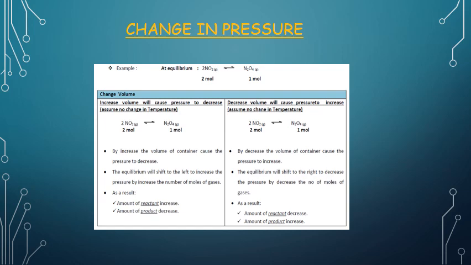So, the next situation is when you decrease the volume. When you decrease the volume of the container, you will cause the pressure to increase. Because of the decrease in volume, our system will try to reduce the pressure back. So how do we reduce the pressure back? It must move towards the lower number of moles. The equilibrium will shift to the right to decrease the pressure by decreasing the number of moles of gases. As a result, the amount of N2O4 will increase and the amount of NO2 will decrease.